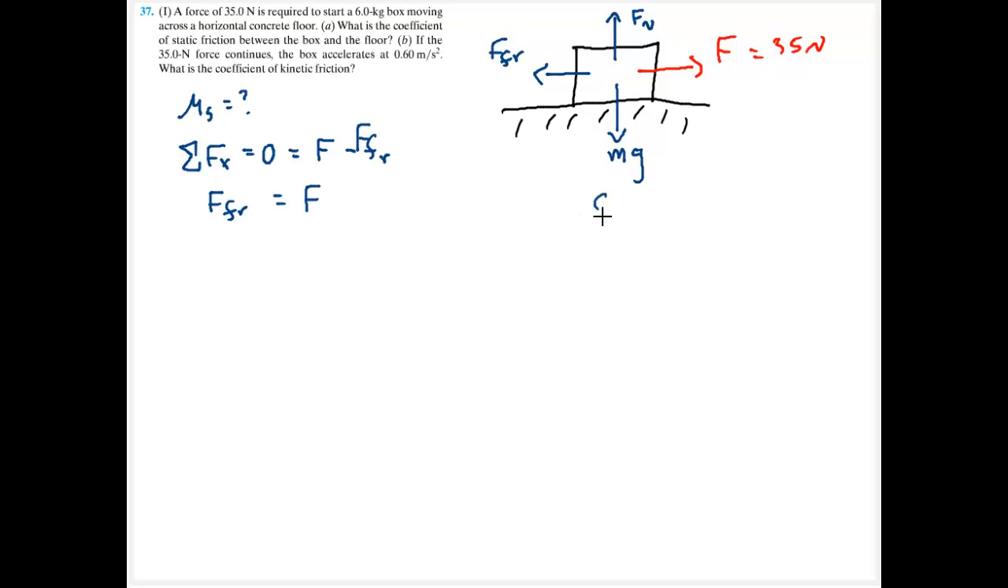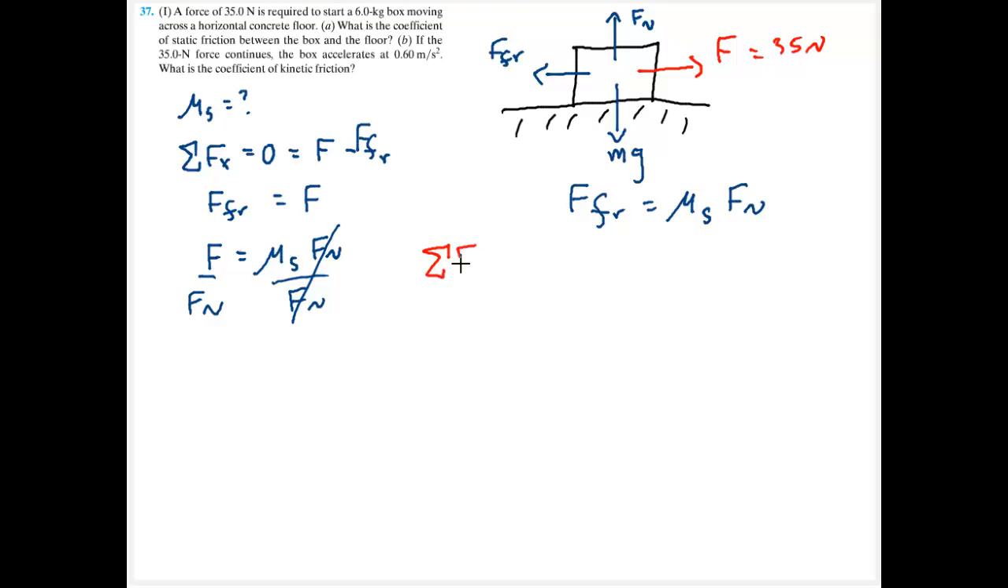I also know that the force due to friction is going to be equal to the static friction coefficient multiplied by the normal force right there. So I can say that my force is going to be equal to static friction multiplied by the normal force. Divide both sides by the normal force right there, and I get my coefficient of static friction, which I'm looking for. To get the normal force, I say, okay, well, sum of the forces in the y direction must be equal to 0. This thing's not accelerating in the y direction. I'm going to have the normal force in the positive direction, mass times gravity in the downward direction. So my normal force is simply going to be mass times gravity.